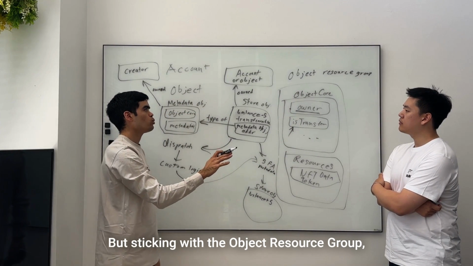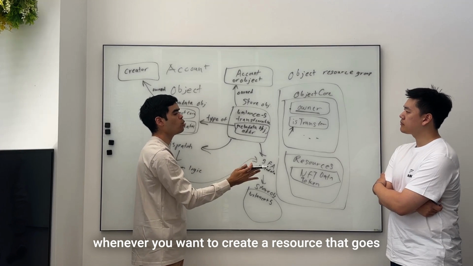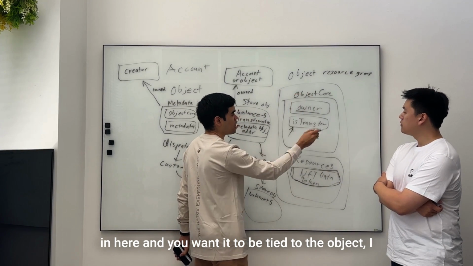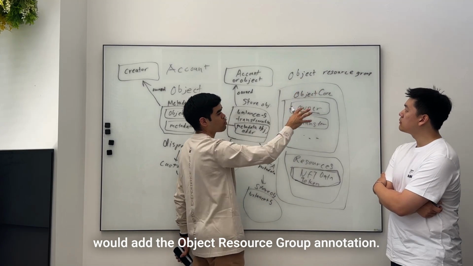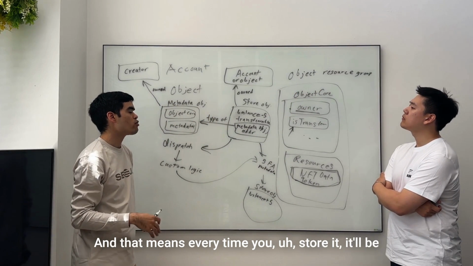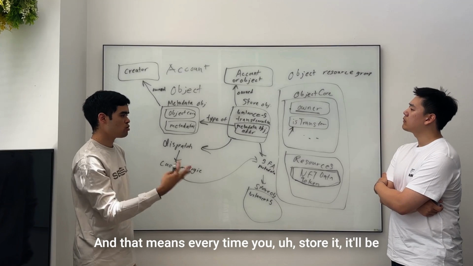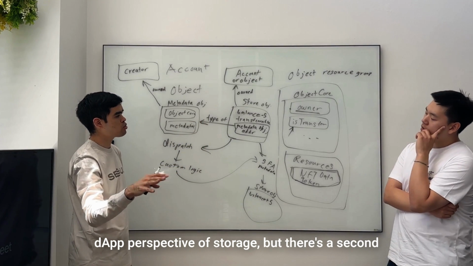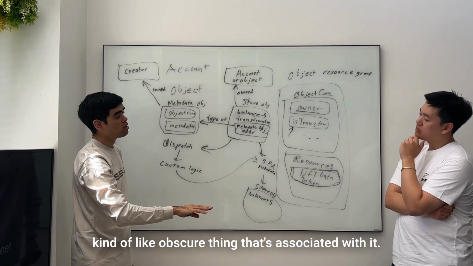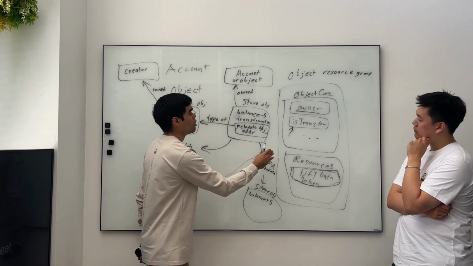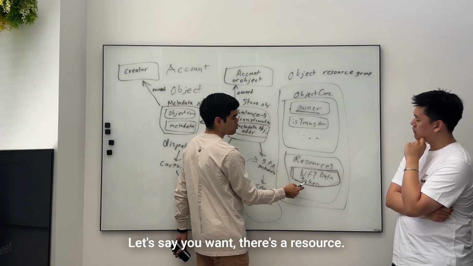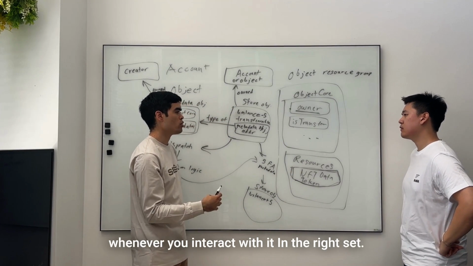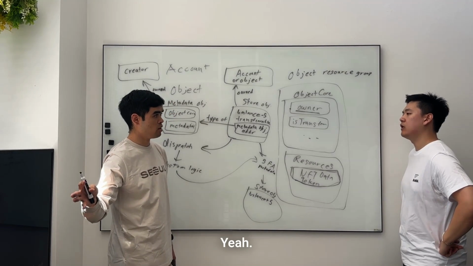Okay. But sticking with the object resource group, whenever you want to create a resource that goes in here, and you want it to be tied to the object, I would add the object resource group annotation. And that means every time you store it, it'll be in the same slot, which will cut down on cost from that perspective of storage. But there's a second kind of obscure thing that's associated with it. Let's say there's a resource. Yeah. Okay. And you want to know who owns the object whenever you interact with it in the right set, the end state of the transaction.